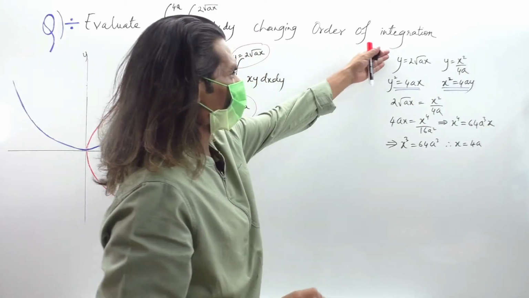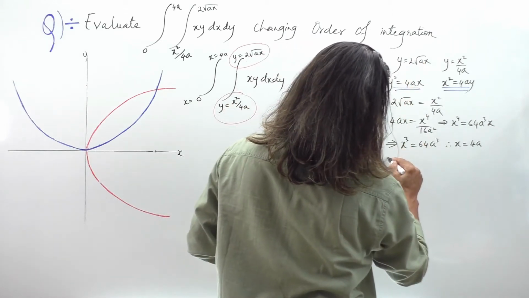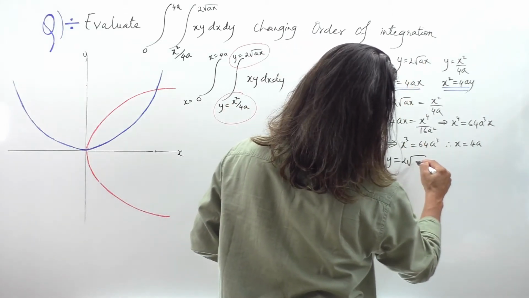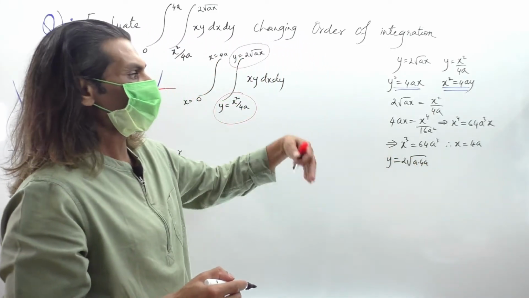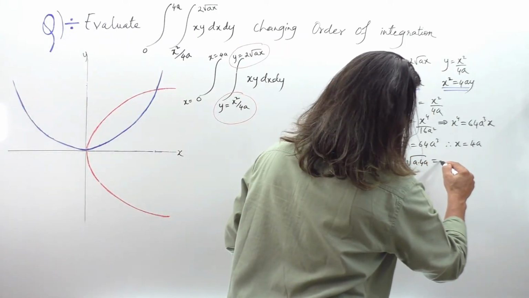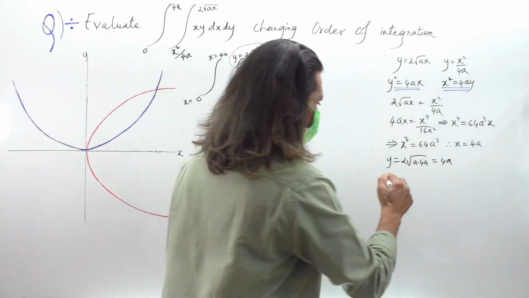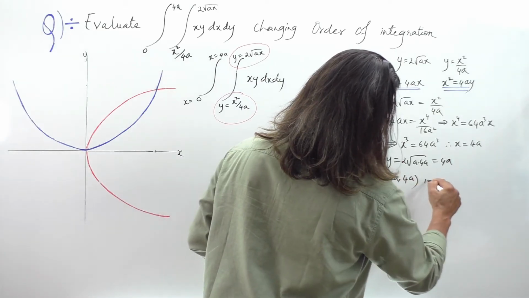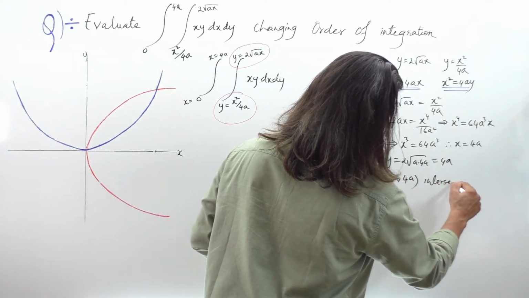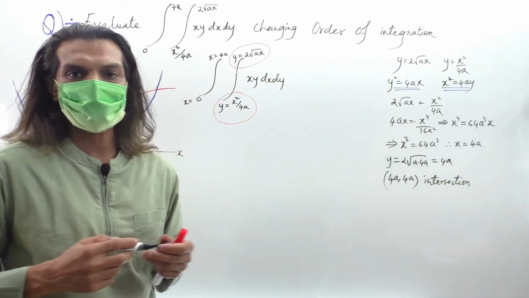Now put in any of the equations to find the y point. So I put it here. That implies y is equal to 2 into root of a into 4a, that is 4a square into 2. So root of 4a square means it is 2a into 2, that is equal to 4a. So we have the point of intersection between these two parabolas is 4a comma 4a. That is the point of intersection. So we got this point.